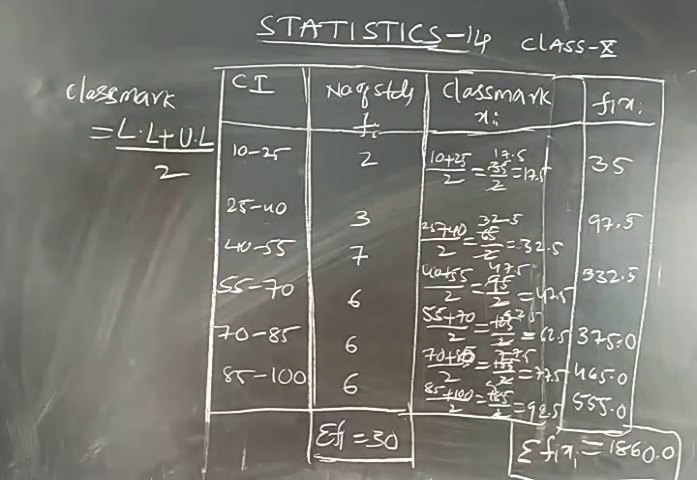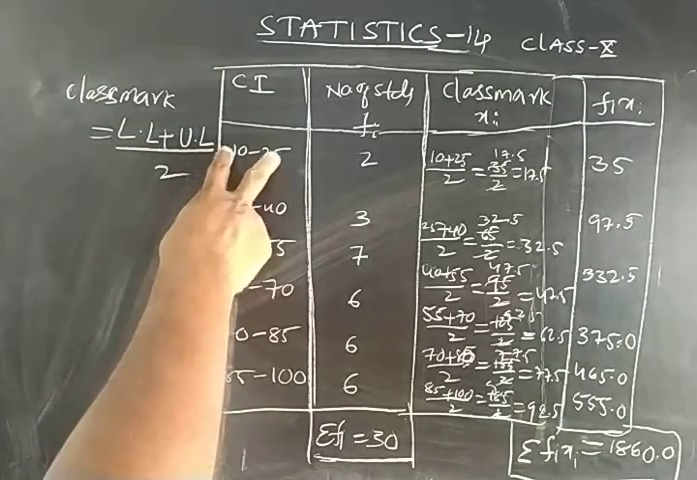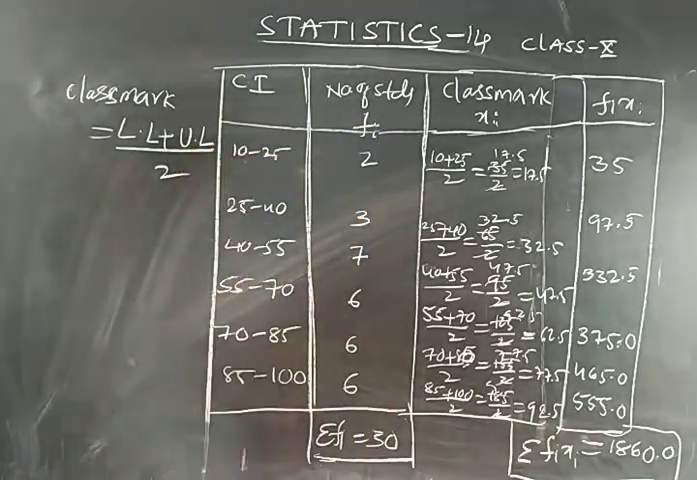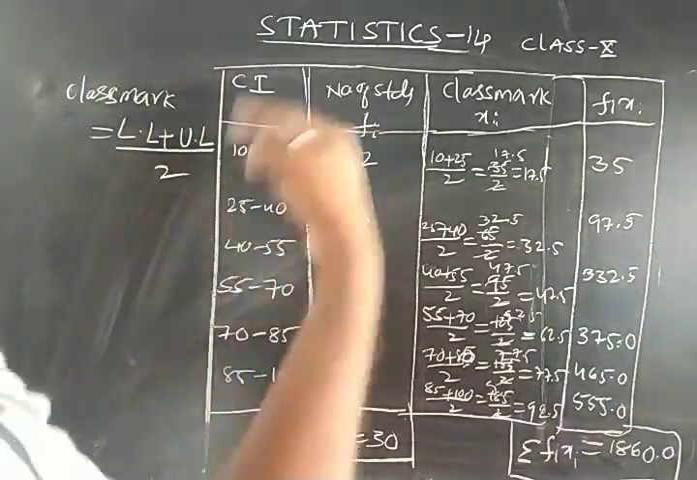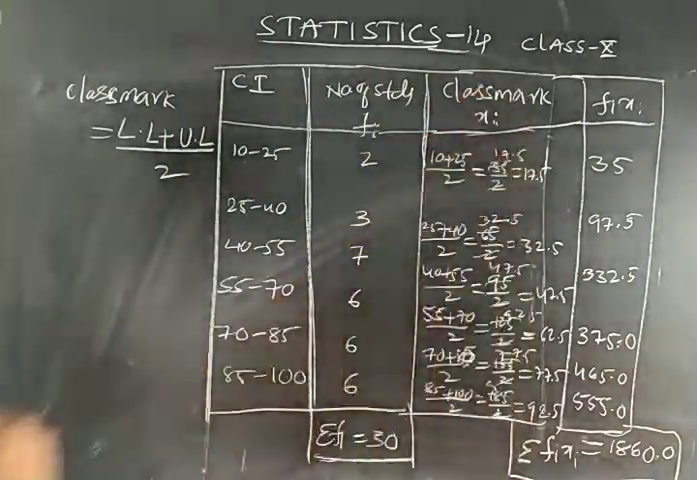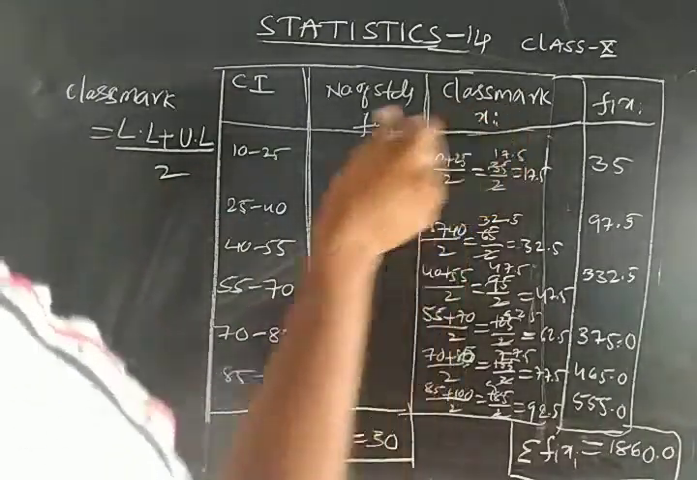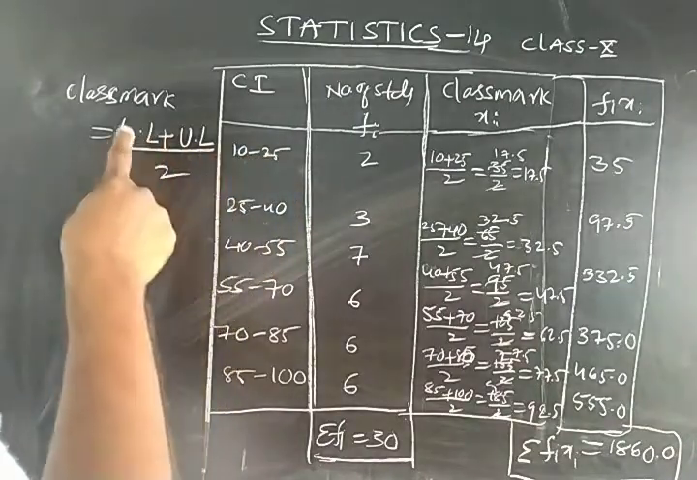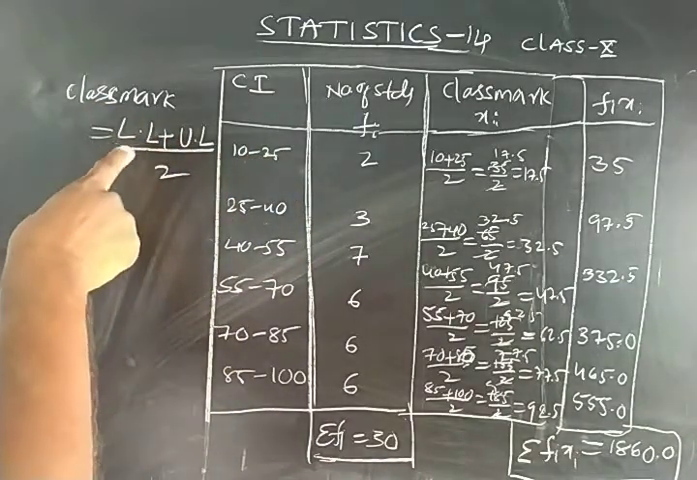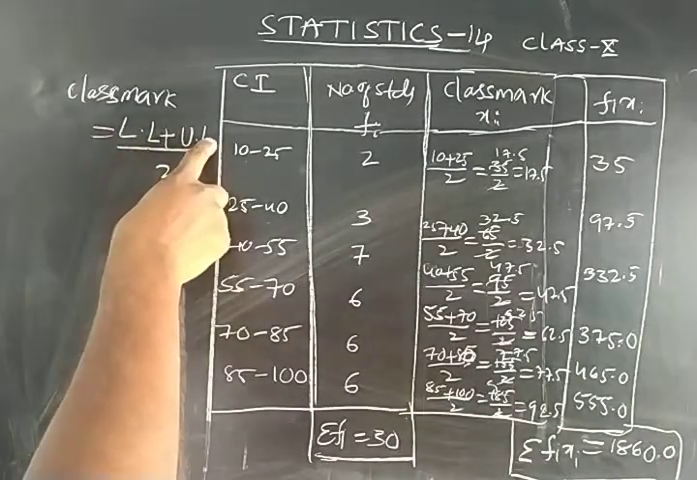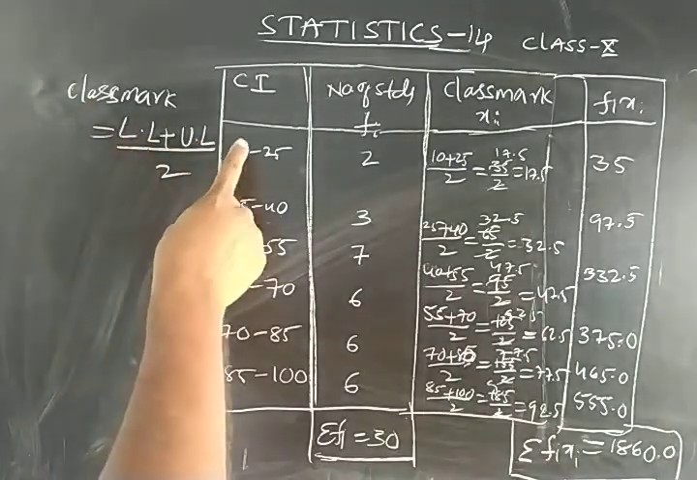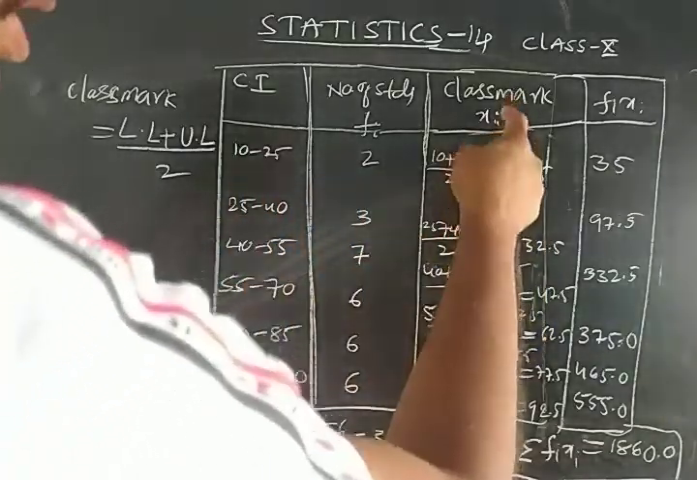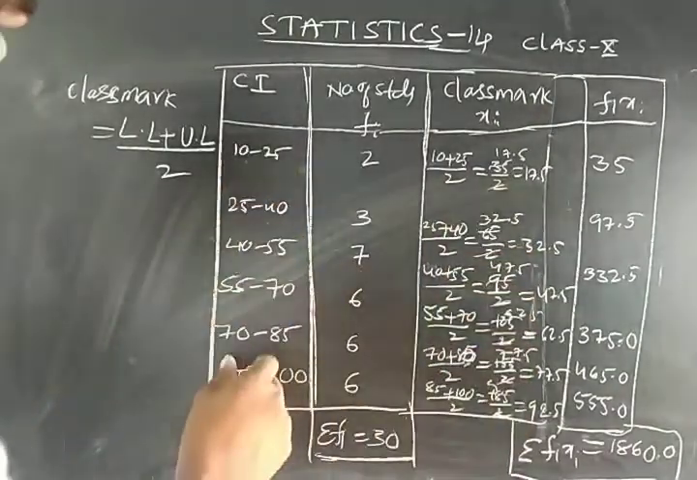So how did we do this problem? If you have the class intervals and frequencies, take the class interval as the first column and the frequency in the second column. Next step, we have to find the class mark. What does class mark mean? Taking the average of the lower limit and upper limit, lower limit plus upper limit by 2. For every interval we will have the corresponding class mark.